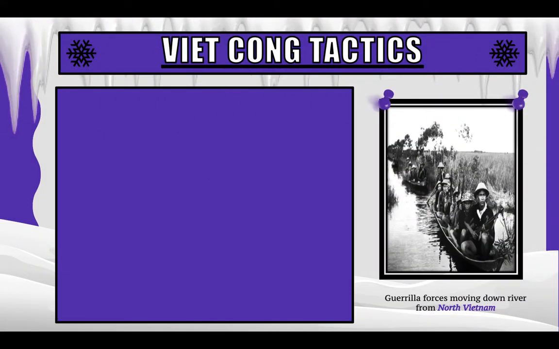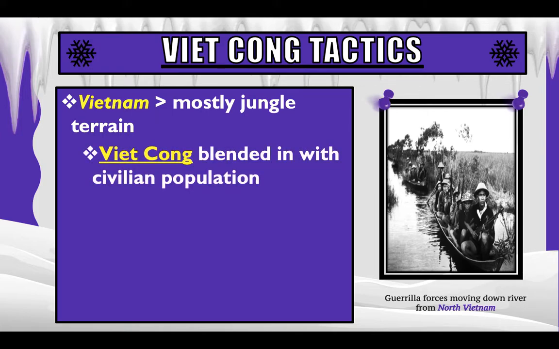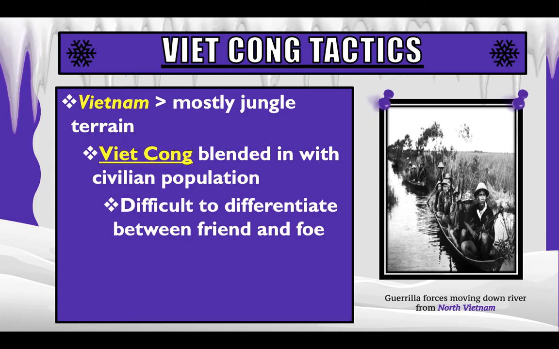So the Viet Cong use really different tactics than what U.S. generals are used to. Vietnam is mostly a jungle terrain, which troops for the most part are not familiar with fighting in, and the Viet Cong blend in with the civilian population. You really don't know who's friend and who's foe. You might go into a village in South Vietnam and the people might look incredibly friendly, and it's actually an ambush. And they pull out knives and start stabbing your fellow soldiers.